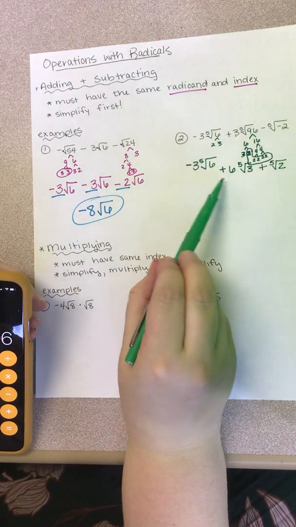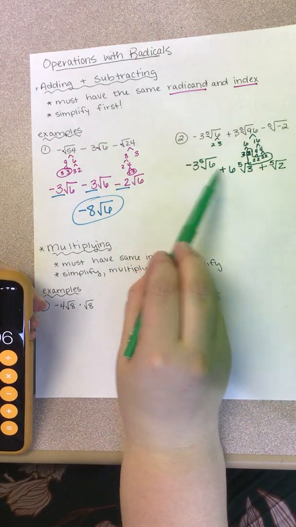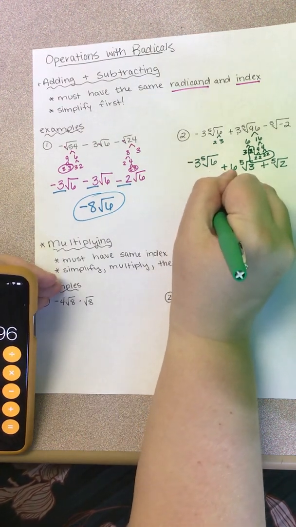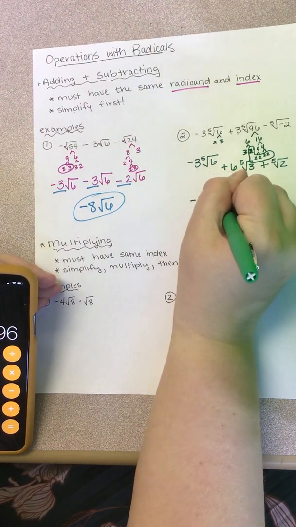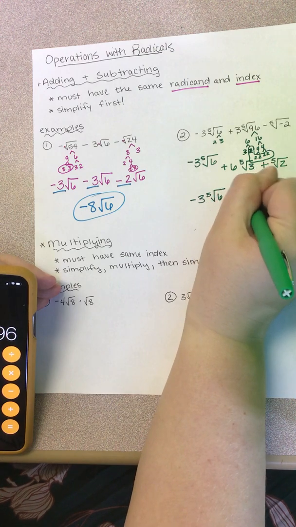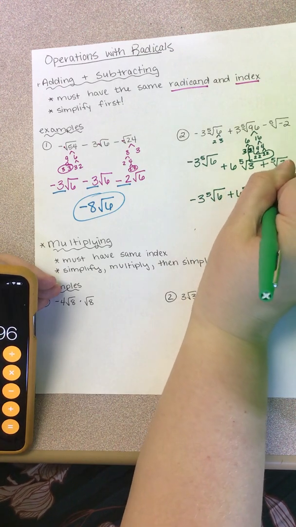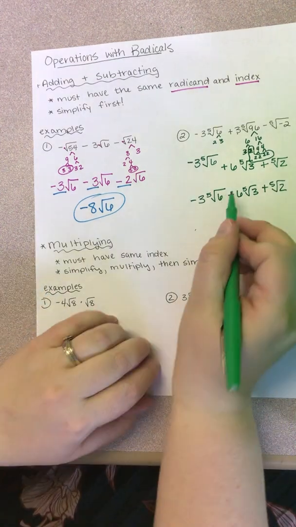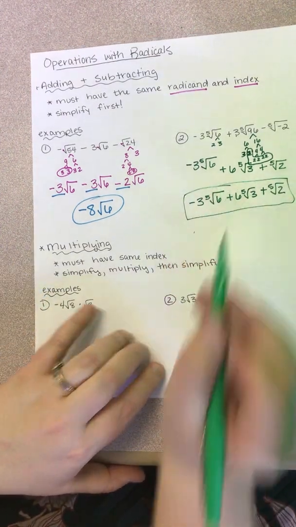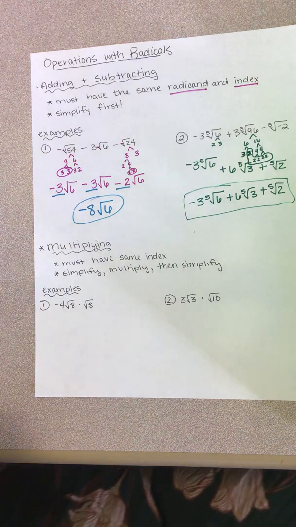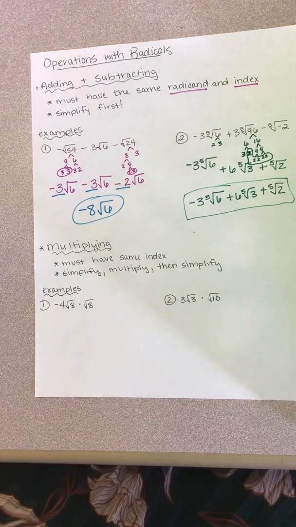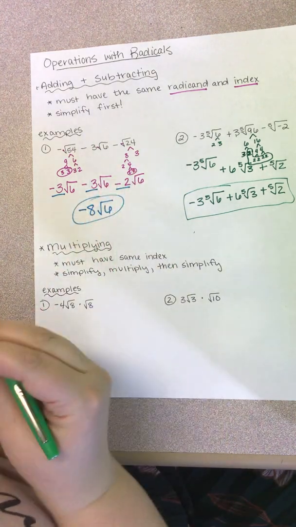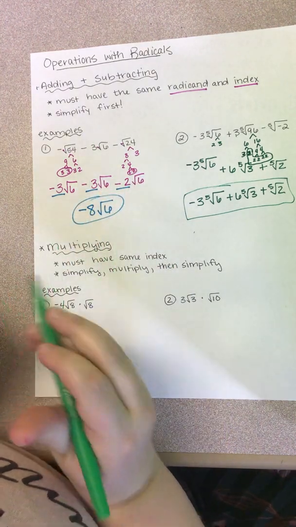And then when I'm looking at this, none of them have the same radicand, so I'm done. So I'm just going to rewrite that nicely. 3 fifth root of 6 plus 6 fifth root of 3 plus fifth root of 2. And there's nothing else I can do with that, so I just circle it and I'm done. So that's adding and subtracting. It should be pretty simple. You're just trying to simplify it and then add together like terms.